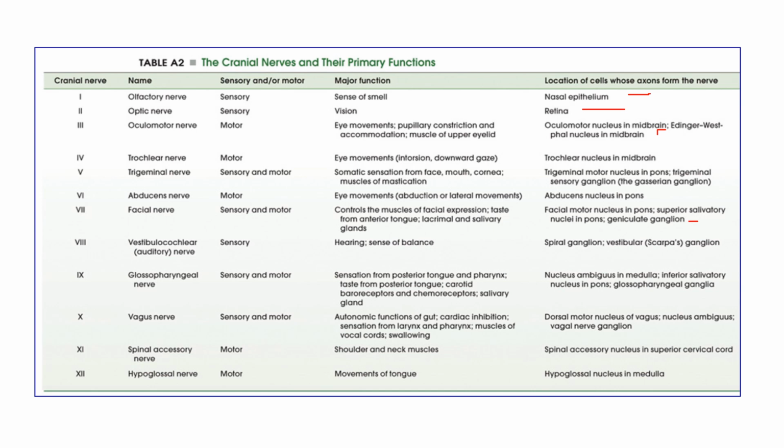10 here. Dorsal motor nucleus of vagus, nucleus ambiguus again, and vagal motor or vagal nerve ganglion. 11, spinal accessory.